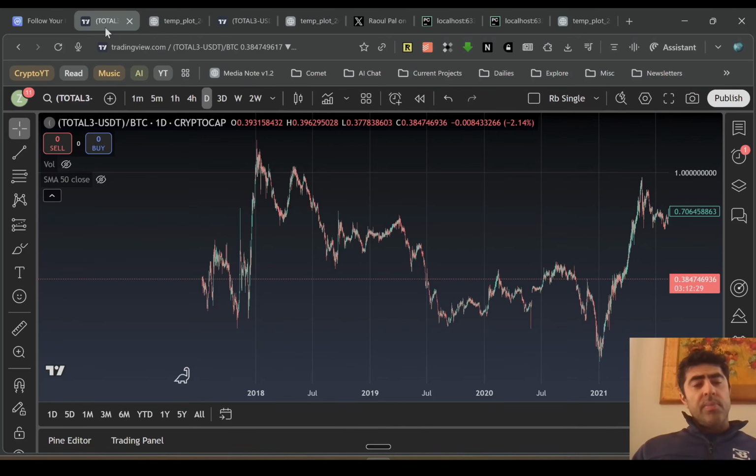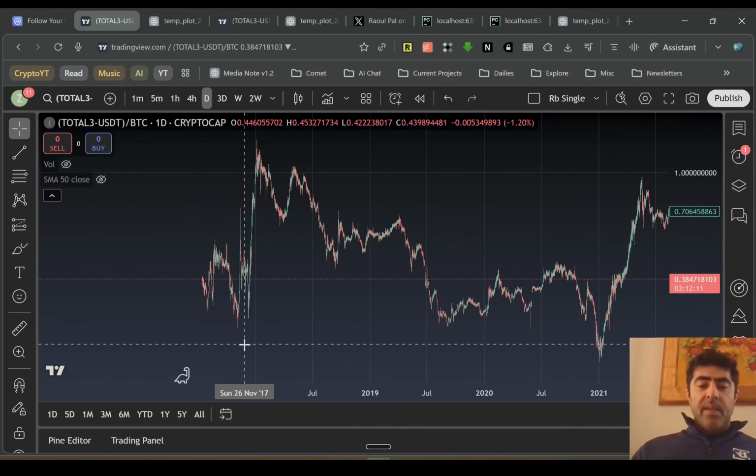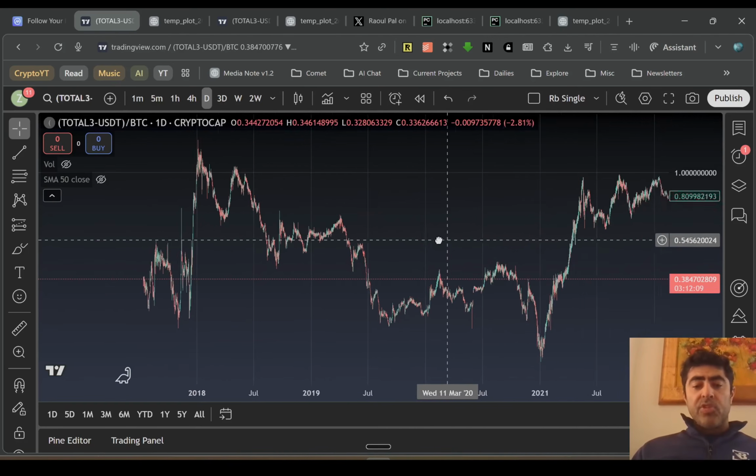The metric that we can use to try and understand how the altcoin market relative to the overall crypto market has moved in the past is Total 3. That is the total market cap of the crypto market minus Bitcoin, minus Ethereum, minus USDT because that's a stablecoin, divided by Bitcoin. And as you can see, it's got some pretty big gyrations, right?